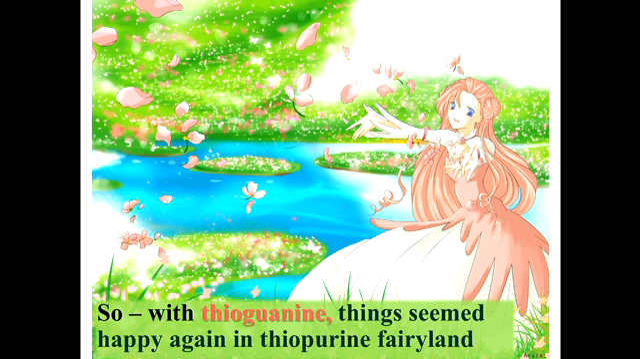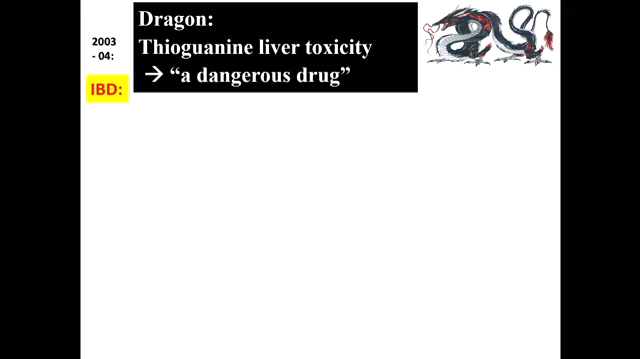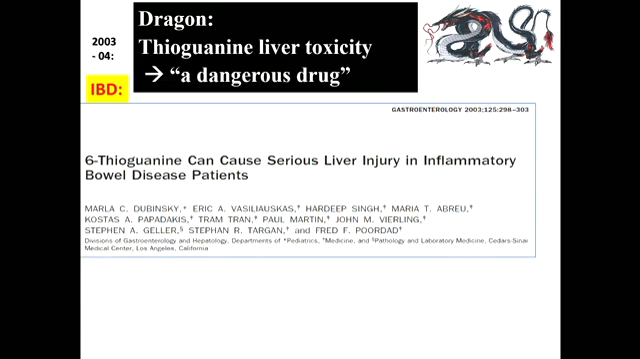So that was good. So with thioguanine, things looked happy in thiopurine fairyland, but then a nasty dragon appeared, and that was liver toxicity, and it started to be called a dangerous drug. So this group produced a paper, this is in 2003, 3 years later. It causes serious liver injury in inflammatory bowel disease patients.